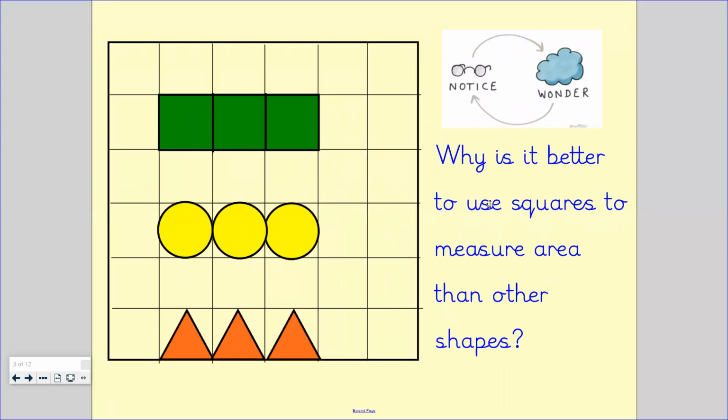Okay, so why is it better to use squares to measure area than other shapes? So you might notice that with these other shapes, there are little gaps here. Okay, so it wouldn't actually really accurately measure the whole shape. So we use counting squares because it fills up every single corner.